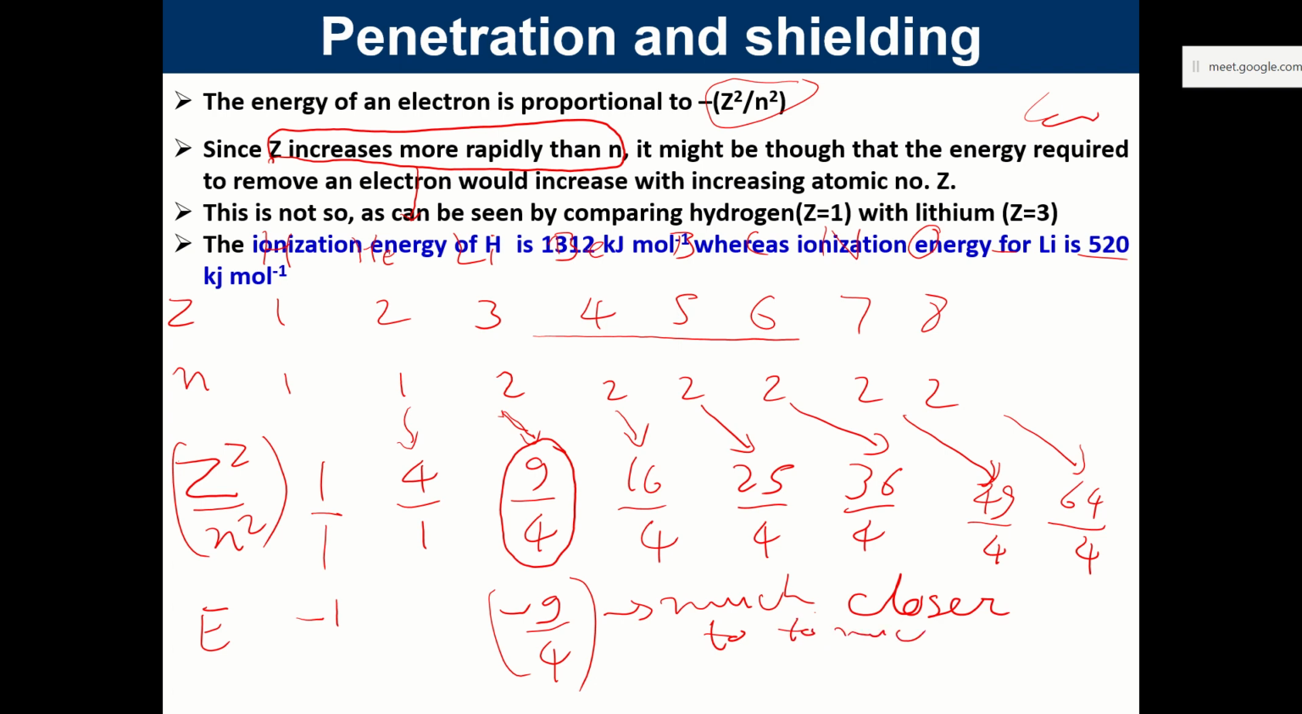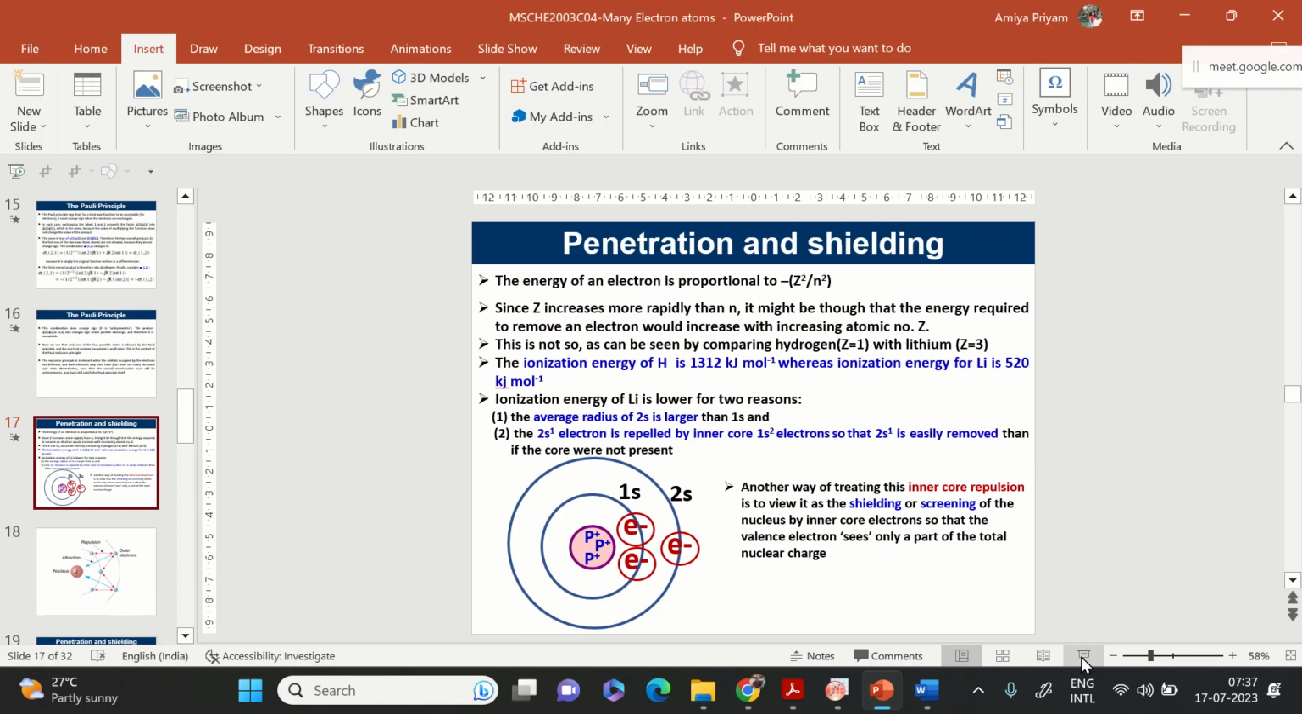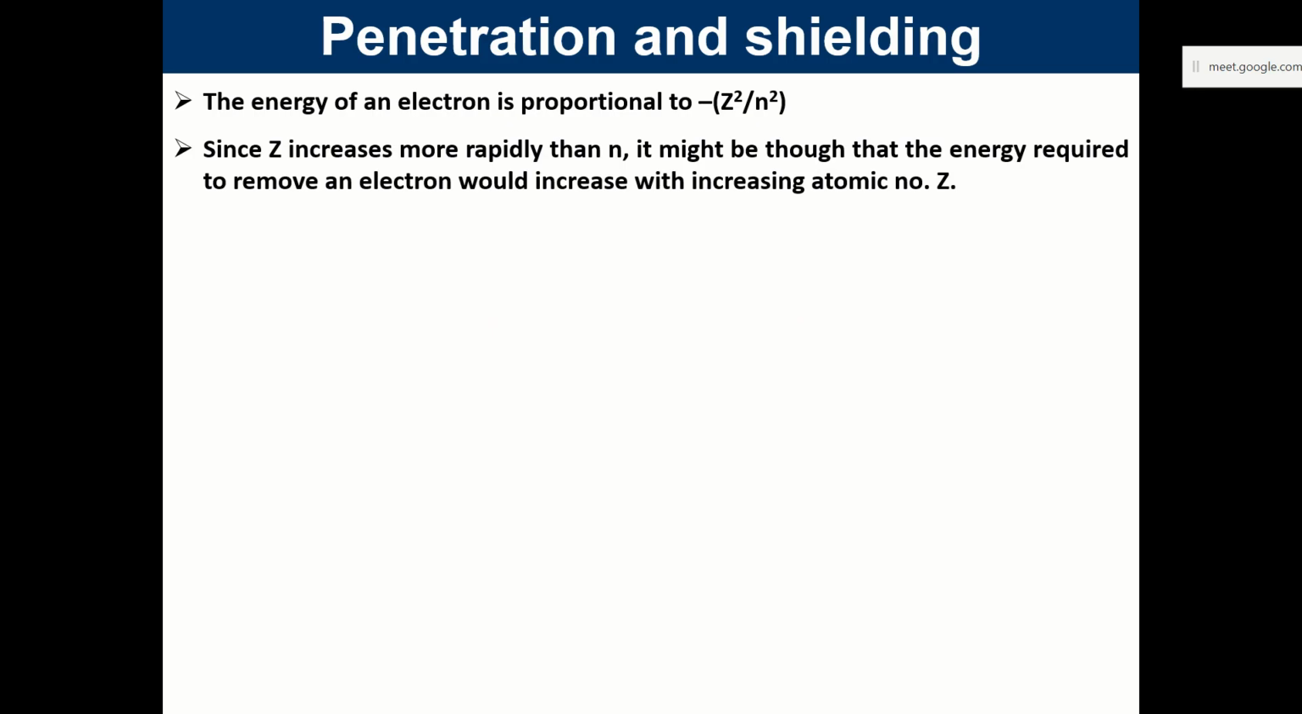So it appears like this, okay. Electrons have been, but if you calculate based only on Z by n, the energy requirement, let me just rub it off. So if we compare, keep in mind what I said just now: Z increases more rapidly than n. We have seen in case of lithium that the value of Z by n is increasing very fast.